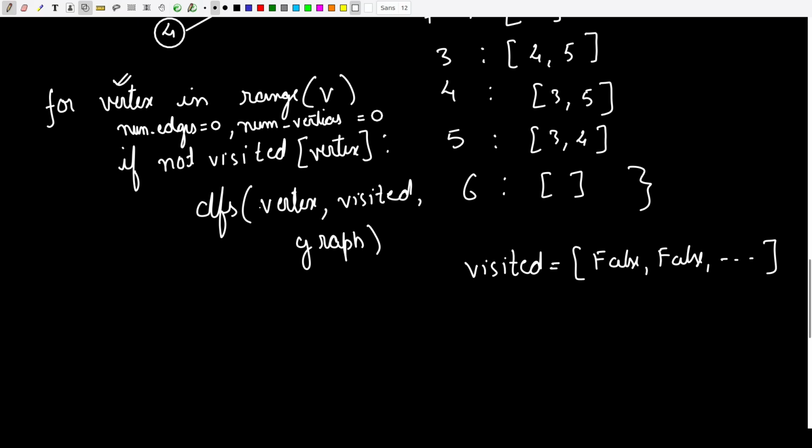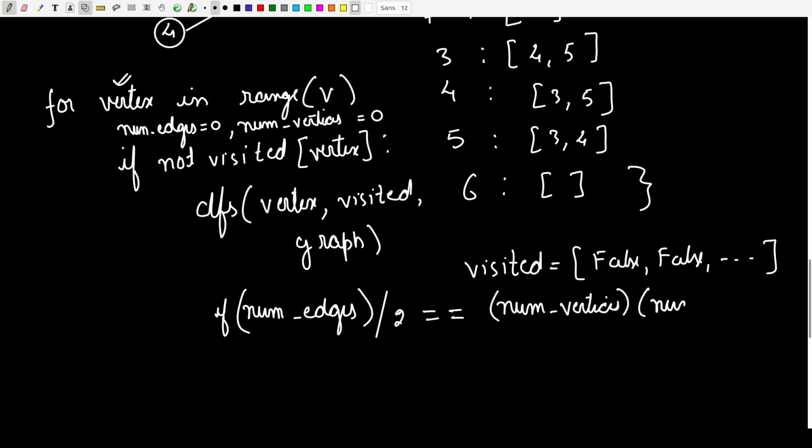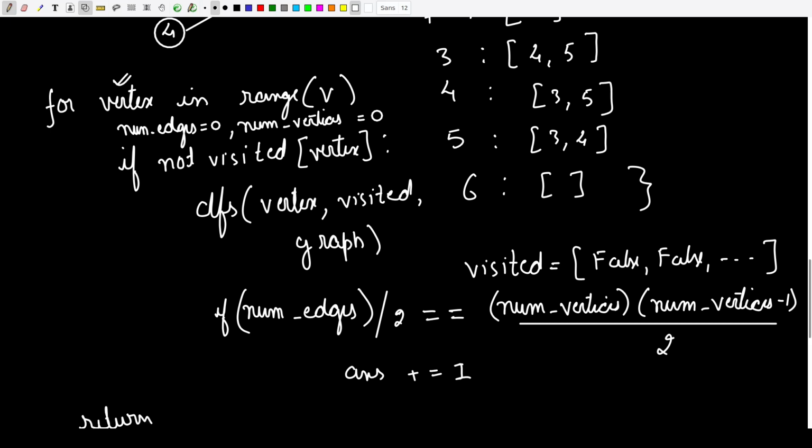Once the DFS has completed, we are going to check if num edges by 2 is equal to num vertices minus 1 divided by 2. If this is equal, we are going to increase our answer by 1, and towards the end we are going to return answer. Now let us look at this DFS, how we are going to perform DFS.